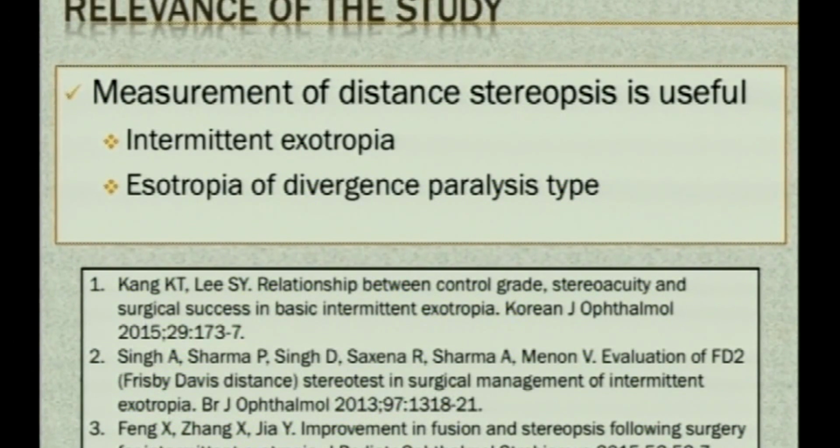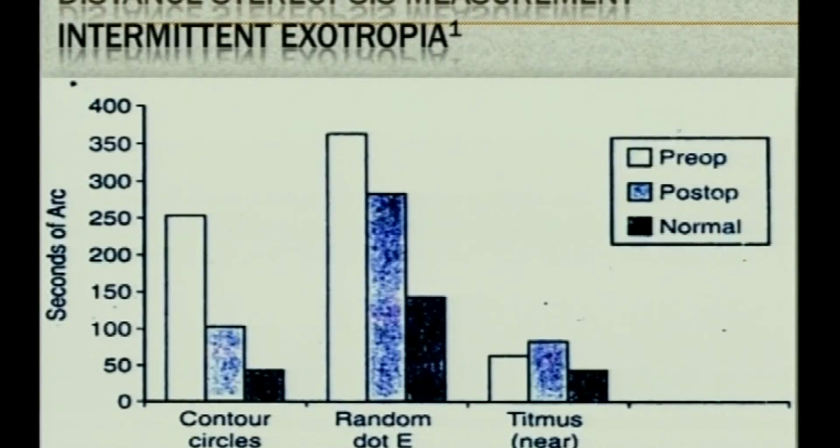One is, of course, for entertainment, because our distance stereopsis will decide whether we'll be able to enjoy a 3D movie or not. Also, the application that the previous doctor showed can be used only if you have distance stereopsis present. So you can't use virtual reality if you don't have distance stereopsis or have degraded distance stereopsis. And of course, at this point in time, we use it as pediatric ophthalmologists and squint specialists for assessment of patients who have intermittent exotropia, where it is the gold standard measurement, and for esotropia with divergence paralysis.